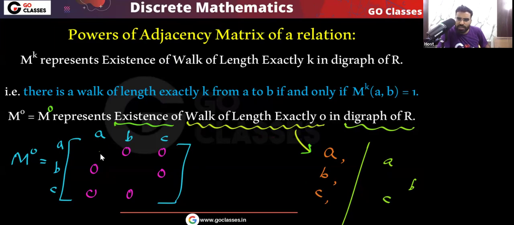What about A to A? Yes, a single vertex represents a walk of length 0. So that's it. This is M power 0, and this is the identity matrix. This is the identity matrix of size 3 by 3. Did you understand? Let me know.